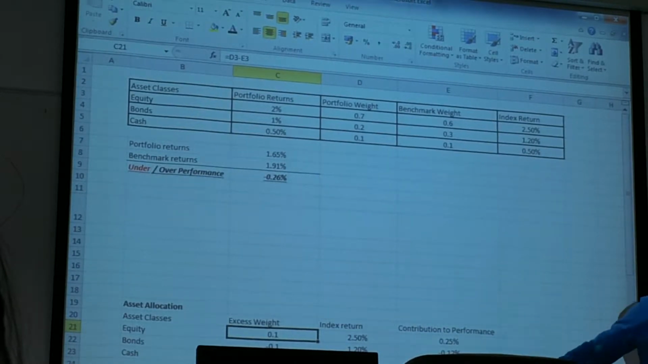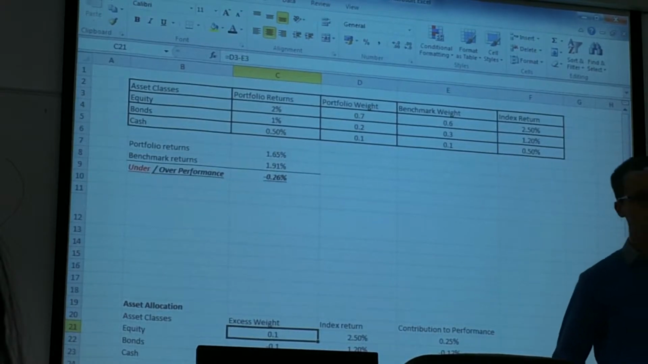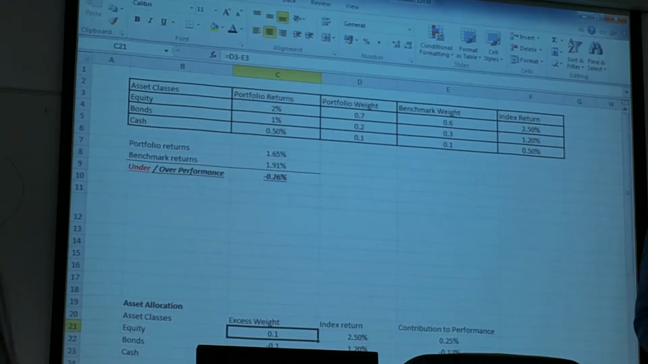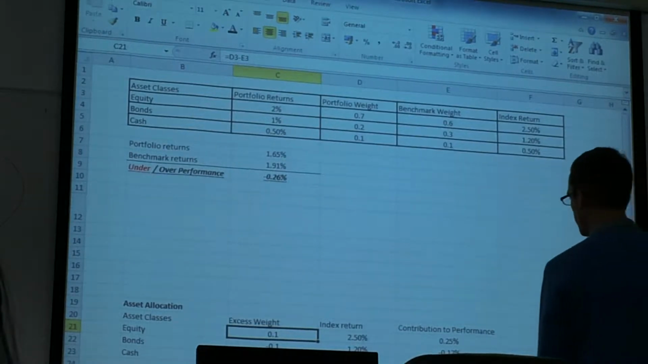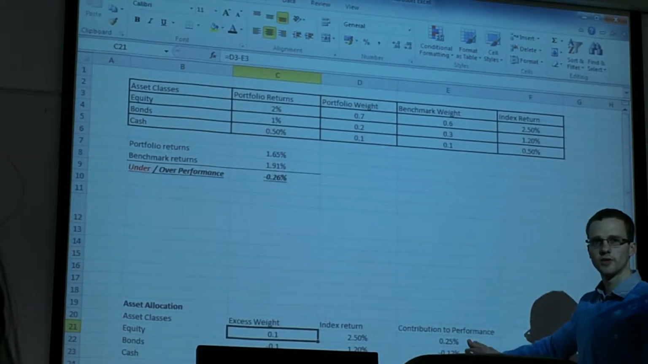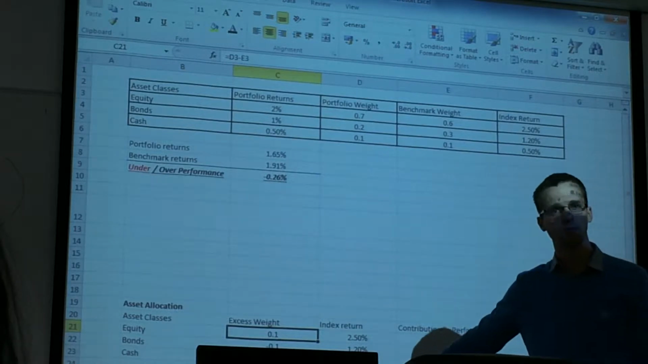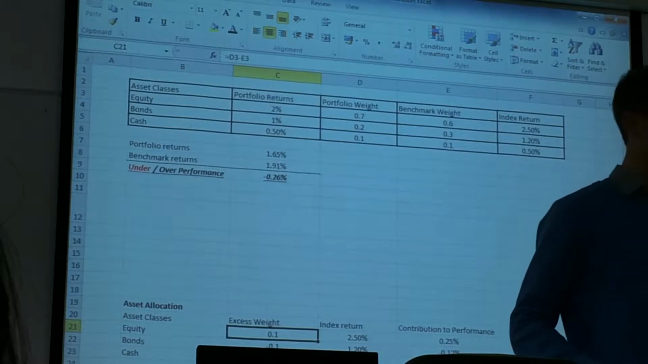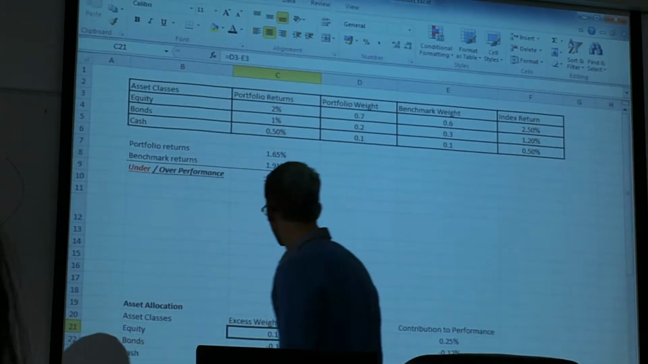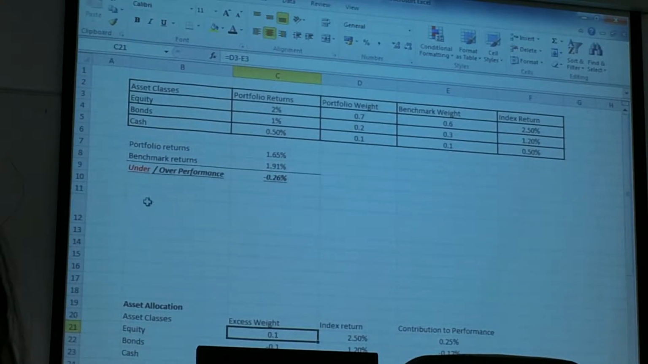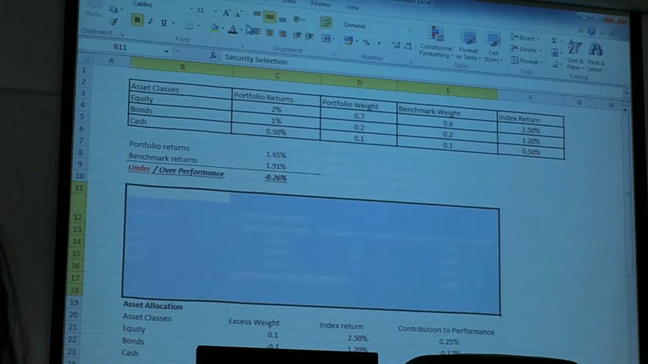Now, because he'd overweighted in equities, that did have a positive influence on his return. And that's because equities did better than bonds. That's what you're really surmising from this. But that's quite misleading, because you need to take in stock selection within equities to work out his overall performance. And that's where the security selection comes into play.